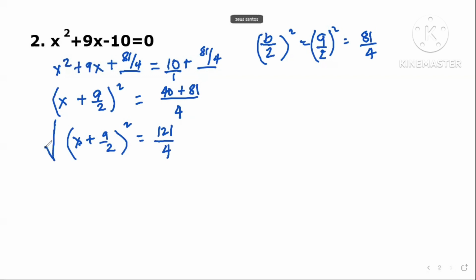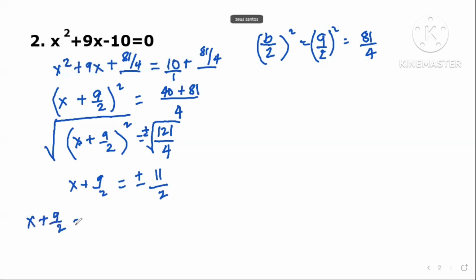And then we take the square root of both sides. So this is plus minus. O, wag niyo lang kalimutan yung plus minus, no? Once you take the square root of both sides. So we have x plus 9 over 2 equals square root of 121 is 11. So this is plus minus 11. Square root of 4 is 2. So that's 11 over 2. So what are the solutions? One of the solutions is x plus 9 over 2 equals positive 11 over 2. And the other one is x plus 9 over 2 equals negative 11 over 2.